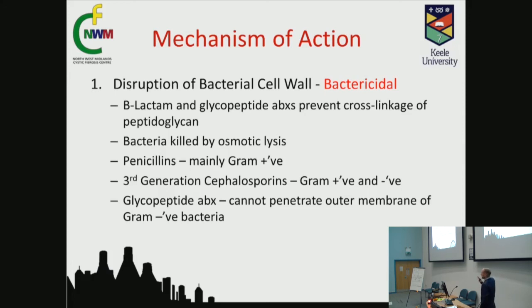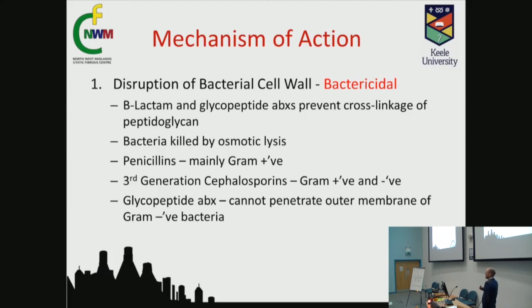So how do we disrupt the bacterial cell wall? Well, beta-lactam and glycopeptide antibiotics do this by preventing the cross-linkage of peptidoglycan. We spoke before about peptidoglycan having a thick layer in the gram-positive bacteria and a thin layer in the gram-negative bacteria. That is a key target for beta-lactam antibiotics. It stops the cross-linkage of the peptidoglycan, stops it working, the bacterial cell wall falls apart, and the bacteria die.